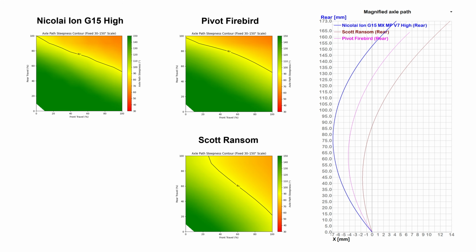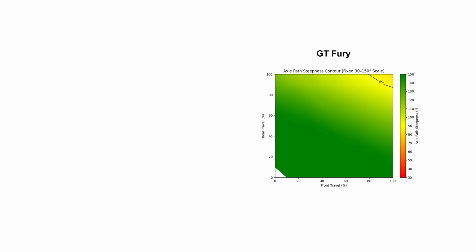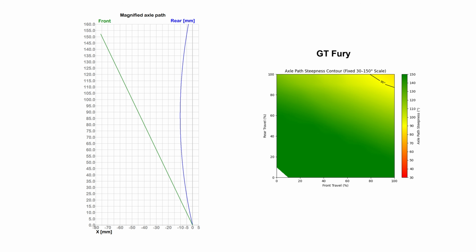Though for an apples-to-apples comparison, we need to look at the windows with the same total travel. For the sake of completeness, here are the contour graphs of two high pivot designs, one true high pivot and one mid-high pivot. The static axle path plot of the GT might make it look as if the axle suddenly starts moving forward halfway through the travel.